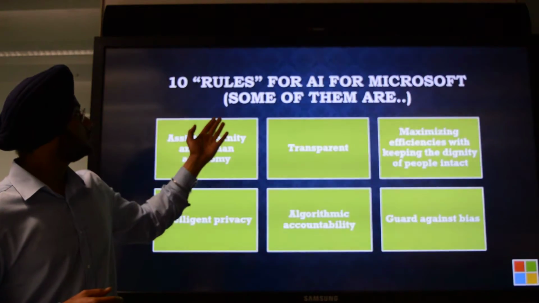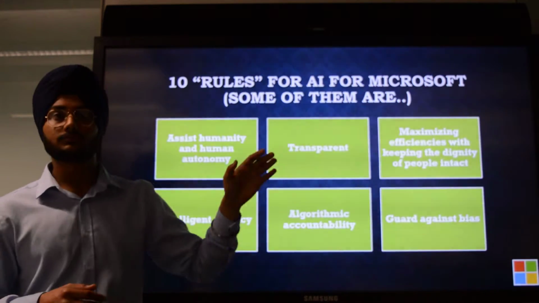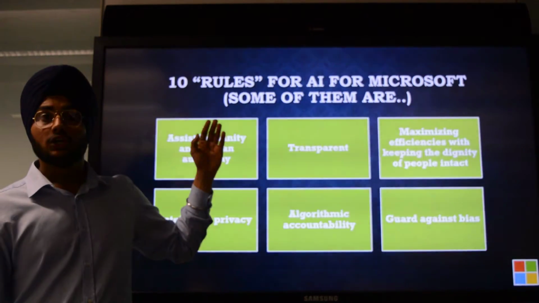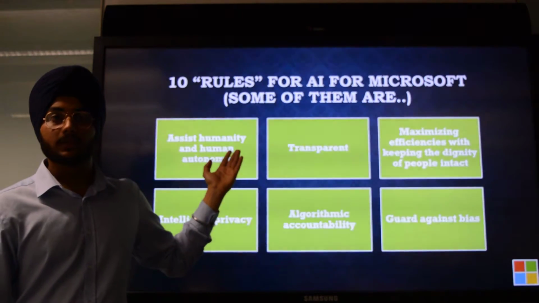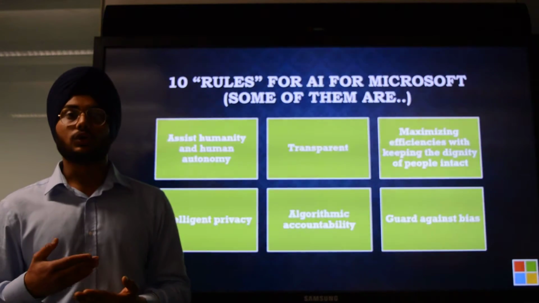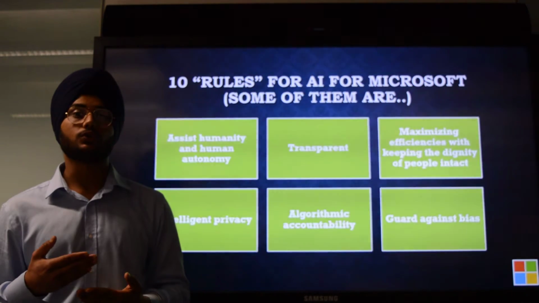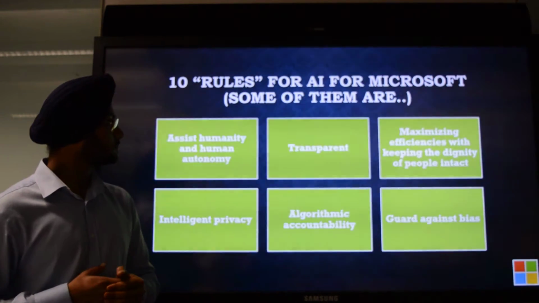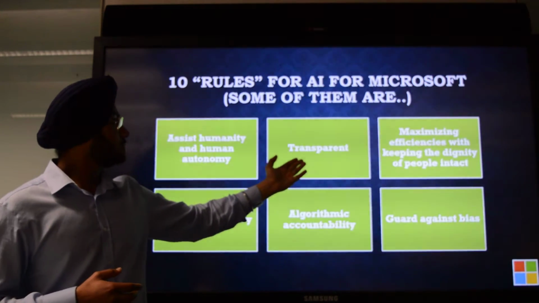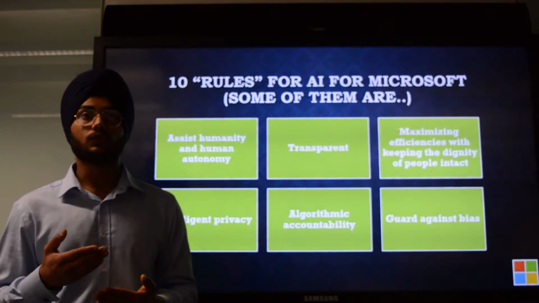There are some 10 rules for artificial intelligence for Microsoft. Some of them are as follows. Artificial intelligence must be designed to assist humanity and to respect human autonomy. And collaborative robots or cobots should do dangerous work to create a safety net and safeguards for human workers. Then comes that artificial intelligence must be transparent. We should be aware of how the technology works and what its rules are.